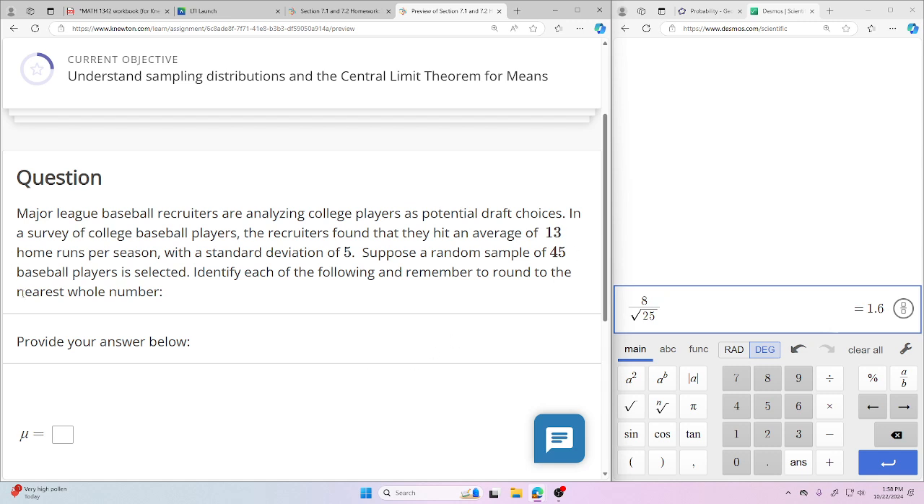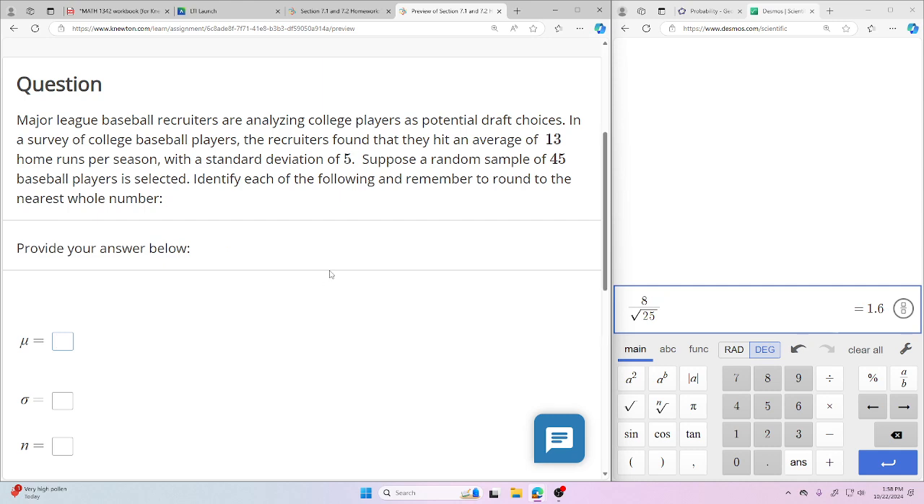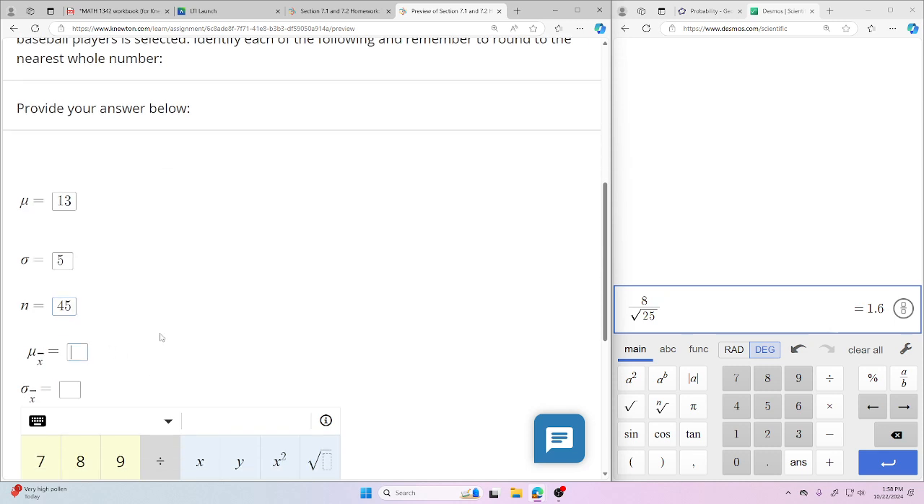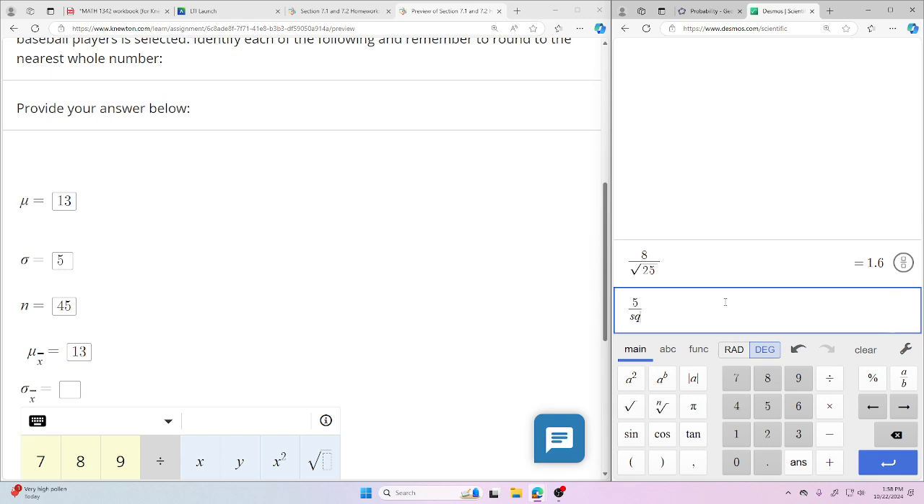So the average of 13. Average of 13. What do I put here? 13. Very good. Thank you. Standard deviation of 5. Notice that it's like the old standard deviation, the original one. What's my sample size? 45. Now this is the new mean. But does the mean change? What should I be putting right there? 13. And then my new standard deviation, this is the one that changes here. 5 over the square root of 45.